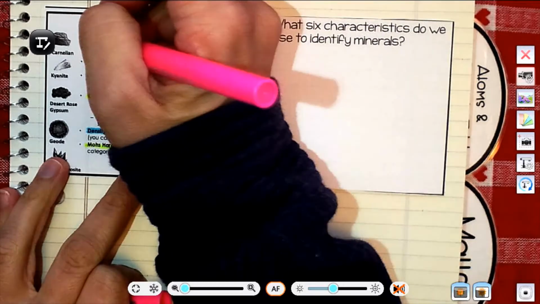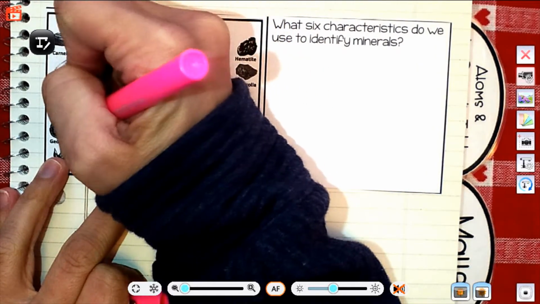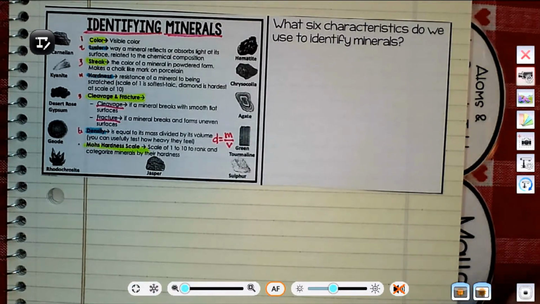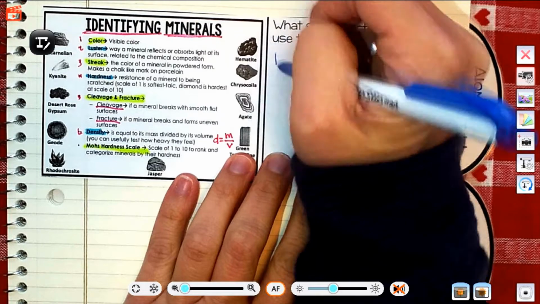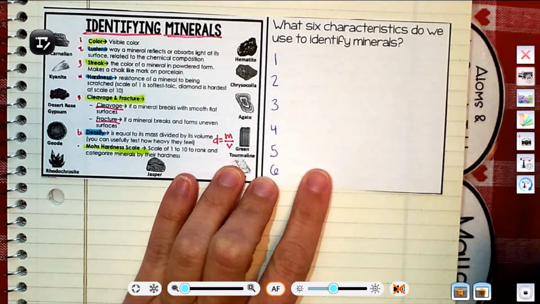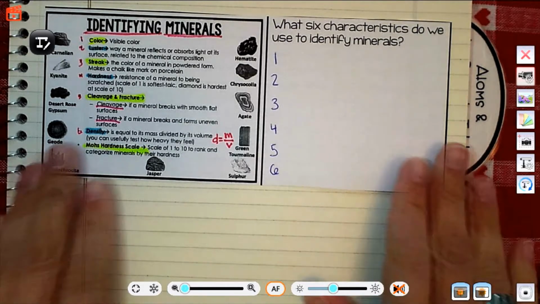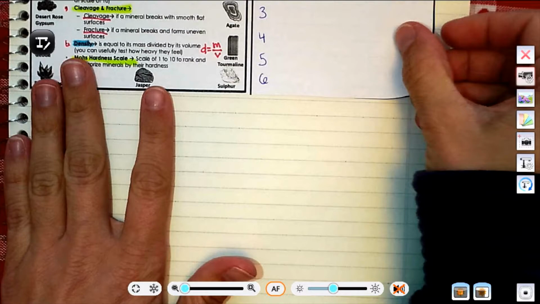So these are the 6 ways that we're going to use to identify minerals. So what 6 characteristics do we use to identify minerals? Write them down. Tell me. Get that glued in up at the top of this page.